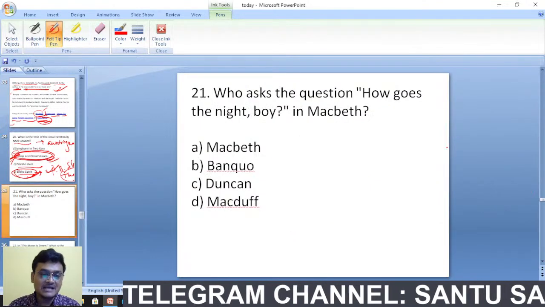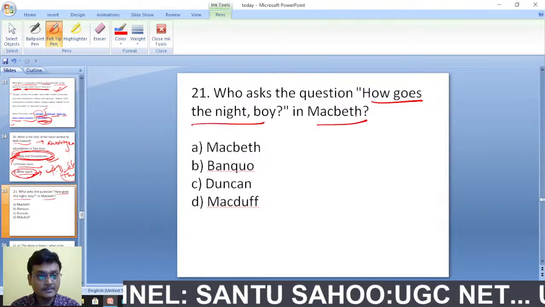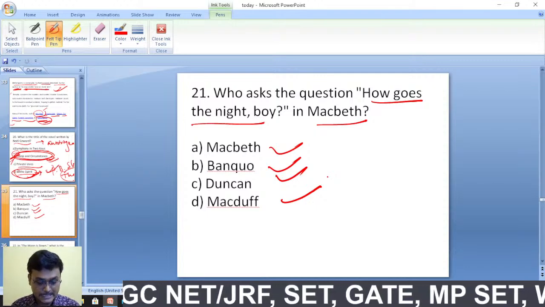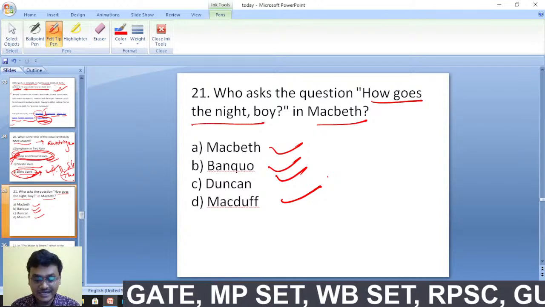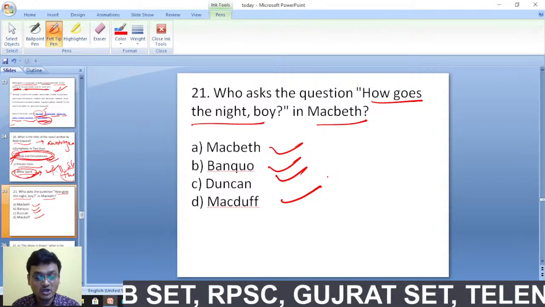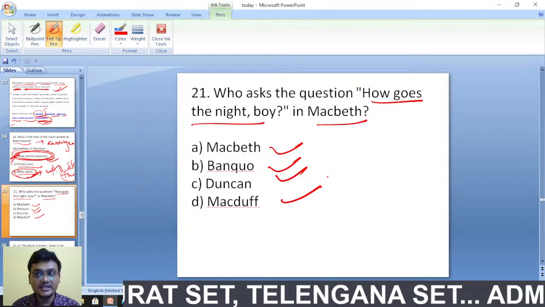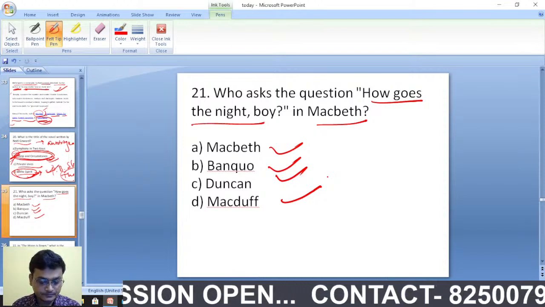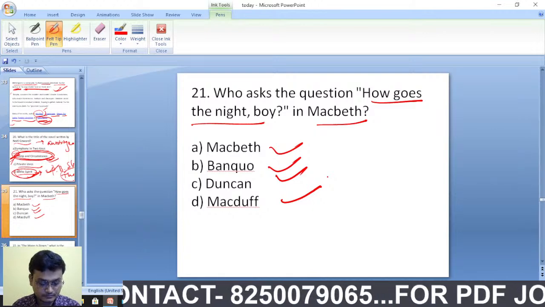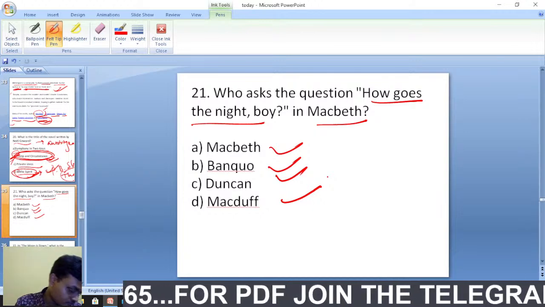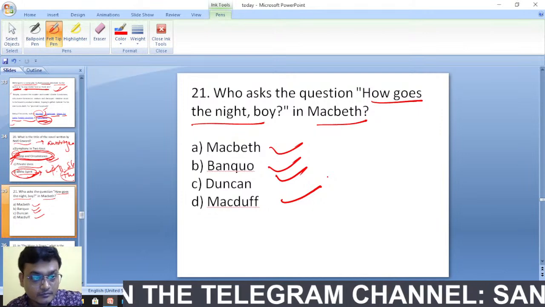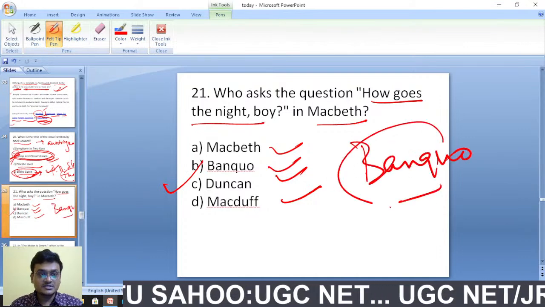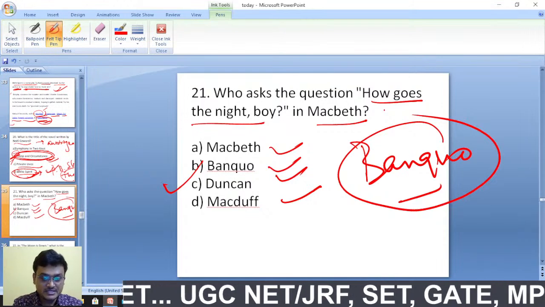Who asks the question, "How goes the night, boy?" in Macbeth? Macbeth, Banquo, Duncan, Macduff. Got it? Blithe spirit is in P.B. Shelley's Skylark. That's why this novel is important, Noel Coward's Blithe Spirit, the title has been taken from it. It is Banquo, okay? Banquo has used this term, "How goes the night, boy?" This is Banquo. That's why B is the answer.